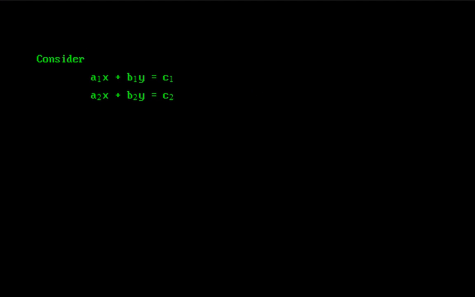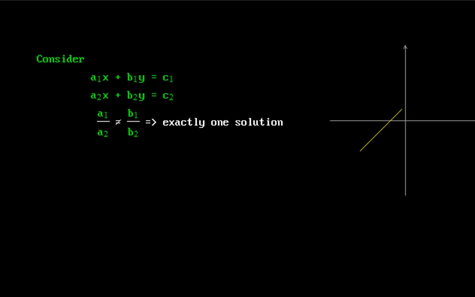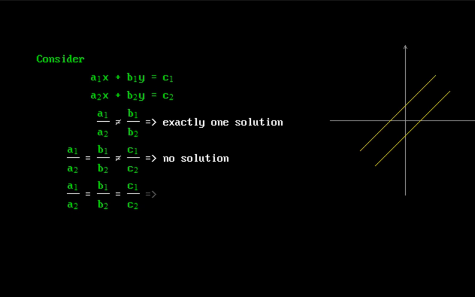Consider two linear equations. If A1, A2 and B1, B2 do not bear the same ratio, then there is only one solution. If A1 by A2 and B1 by B2 are the same but not equal to C1 by C2, then the lines are parallel, so there is no solution. If all of these bear the same ratio, then both represent the same line, so there are infinite solutions.